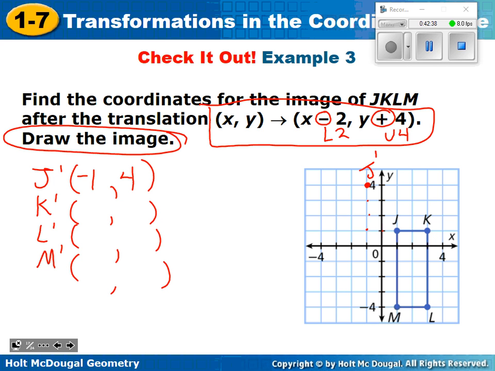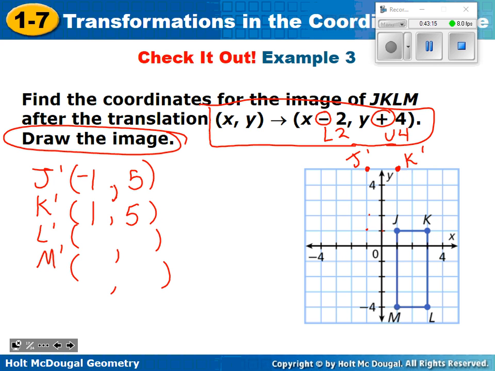Let's do the same thing for K. Go left 2, up 4. Oops. That's not correct because I only went up 3. Do you guys see that? So sorry. So it was left 2, up 4. So it's actually at negative 1, what? 5. My bad. Okay, now do K. Left 2, up 4. So where does that put K prime? Positive 1, positive 5.